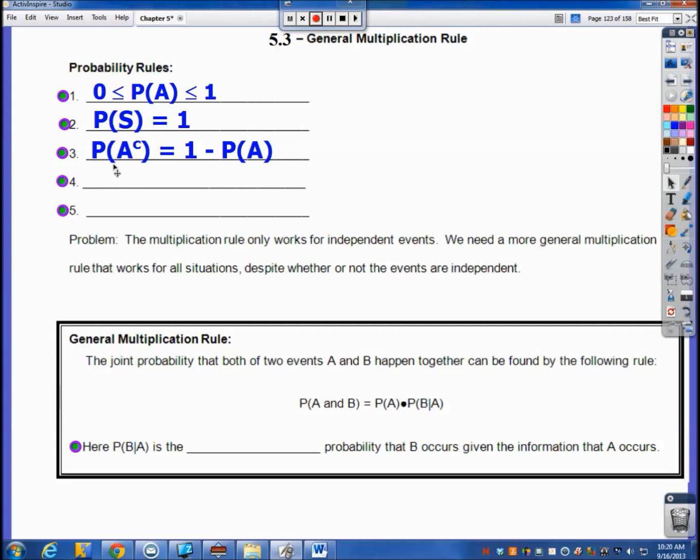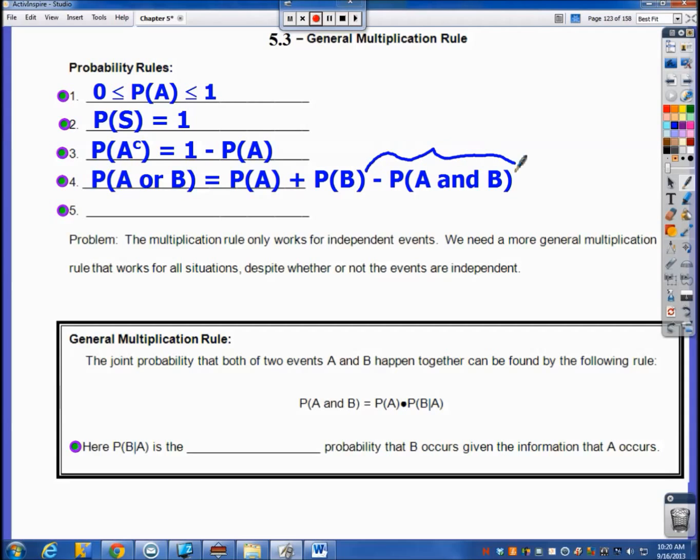We talked about the complement rule, that the probability of any event not happening, and that's what that little C power represented, is equal to 1 minus the probability that the event does in fact occur. Rule 4 was when we talked about the addition rule, that if we want to know the probability of two events happening, A or B. Now this works for disjoint or non-disjoint events.